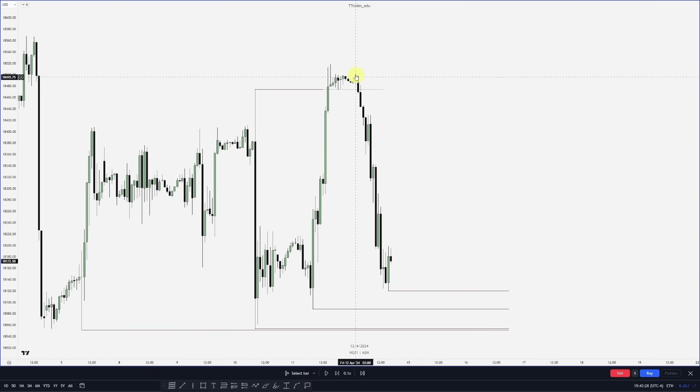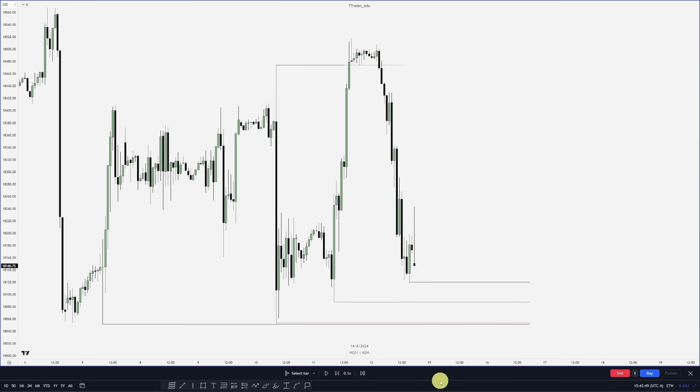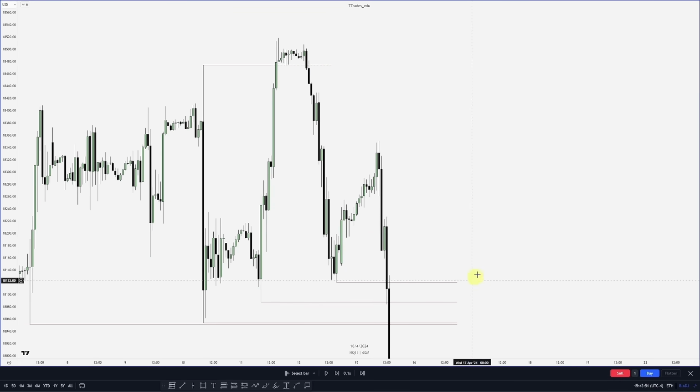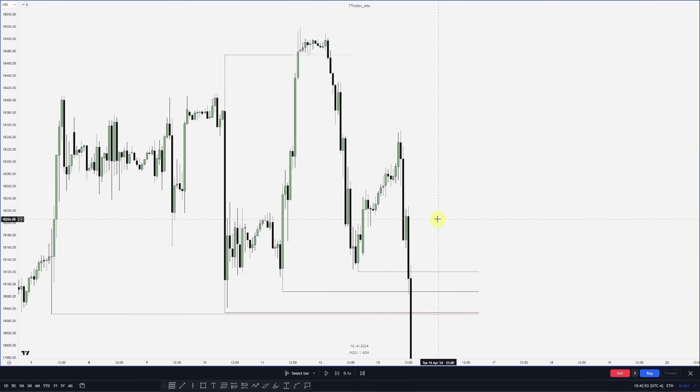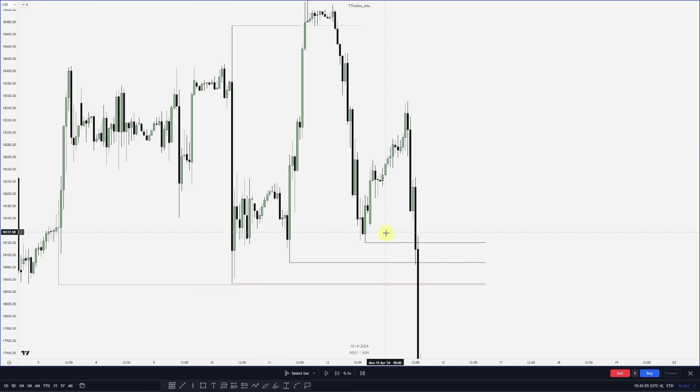But what do you see? Well, we took out this side of the range, creating high resistance liquidity, and we have failure swings resting below. So let's see what happens. And there we go. We retrace into the range before dropping and taking out all this low resistance liquidity.